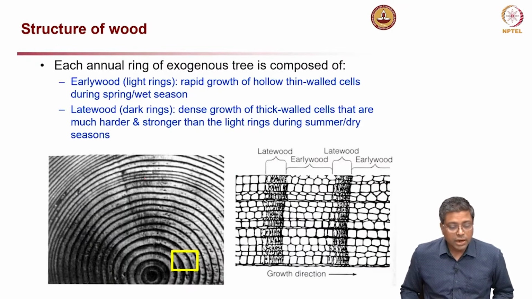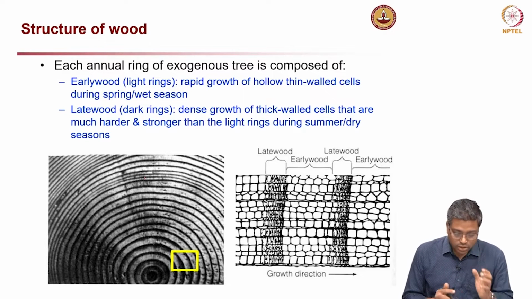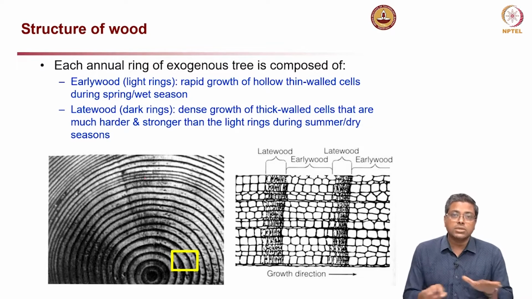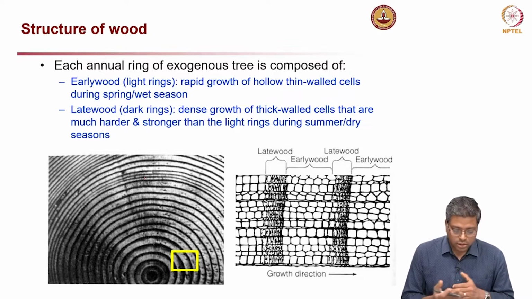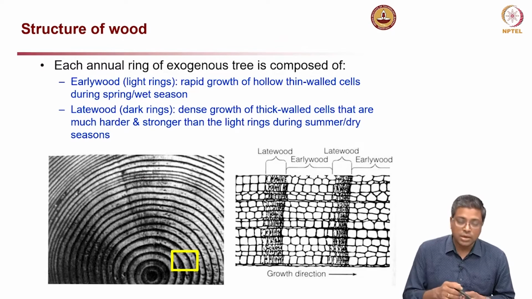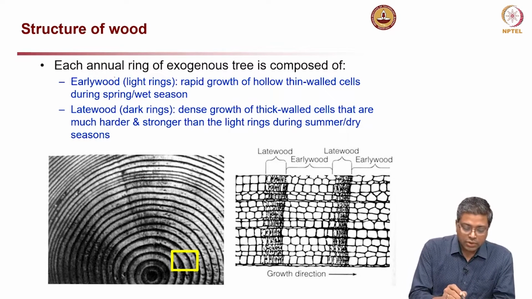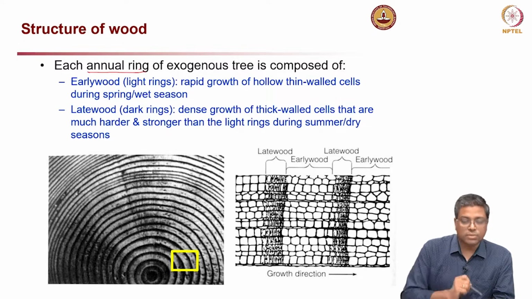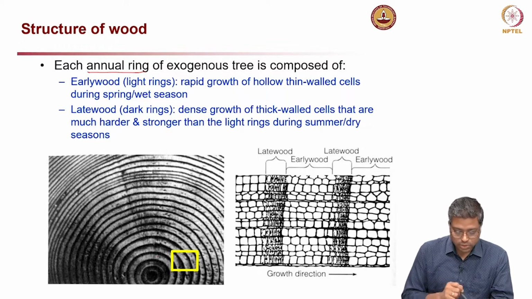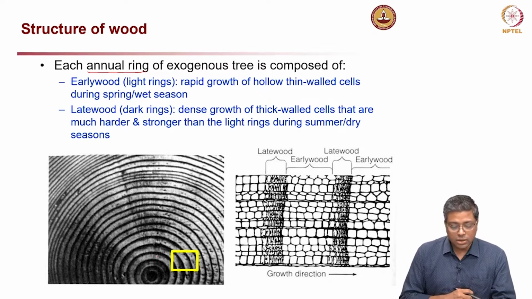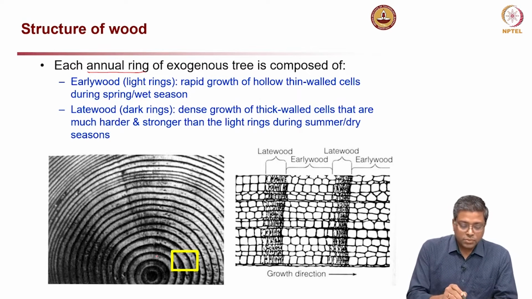Now let us look at the structure of wood. You can see the picture on the bottom left. This is the typical cross section. If you cut a tree, you will see rings like this. Each ring represents 1 year. So, by looking at this cross section of the wood, we can tell the age of that tree.